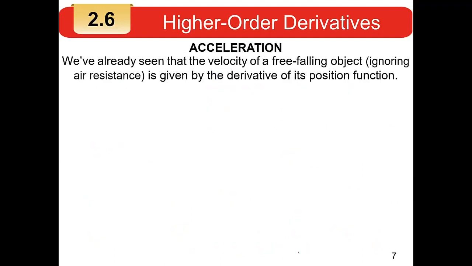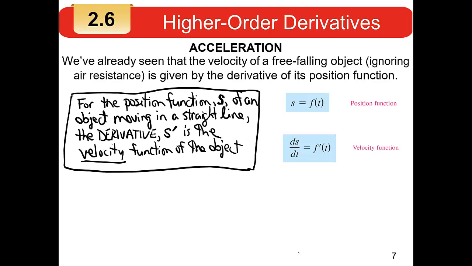Let's end with an application. We've already seen from earlier that the velocity of a free-falling object, if you ignore air resistance, is given by the derivative of its position function. In other words, the derivative of the position function, and we're going to use s a lot of the times to stand for the position function, is the velocity.